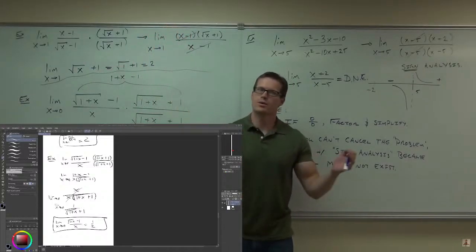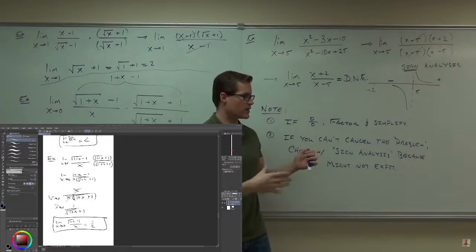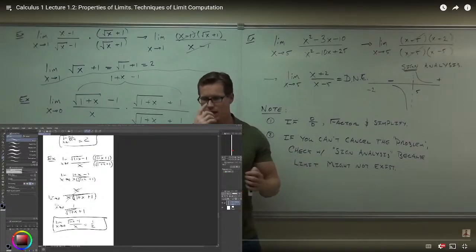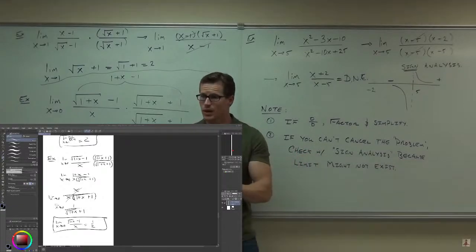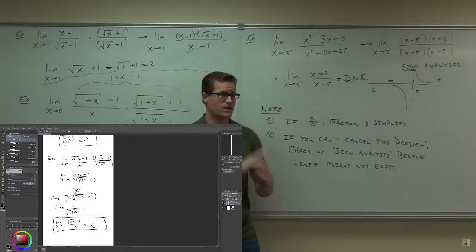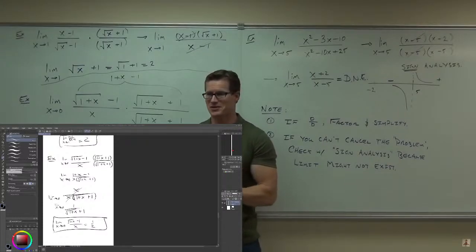Good deal. Now you know, we went a long way today. We now know how to evaluate and compute these limits. Next time I'll show you how to do some piecewise limits. I'll show you some trigonometric limits, and then we're off to a fun start.